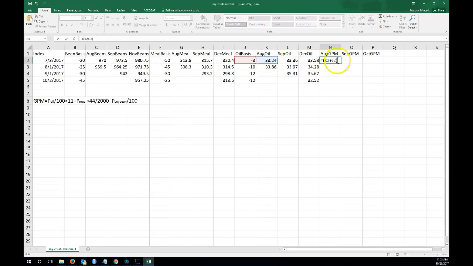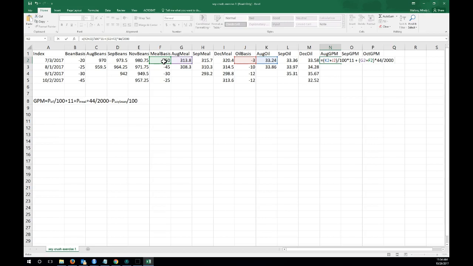Alright, so now according to our formula, we need to divide by 100 to get it into dollars per pound, and we need to multiply by 11 because that's how many pounds of oil we get from 1 bushel of soybeans. So that's that term. Let's move along. Plus the price of meal. I'm going to make a parenthesis there. August meal is here. Add the term for basis to get our cash price equivalent. And now note, we're going to say times 44 divided by 2,000. And that should give us our second revenue term.